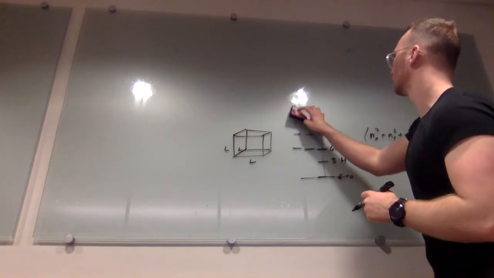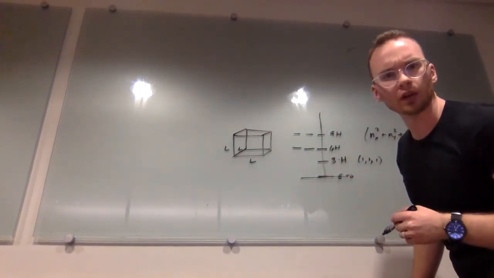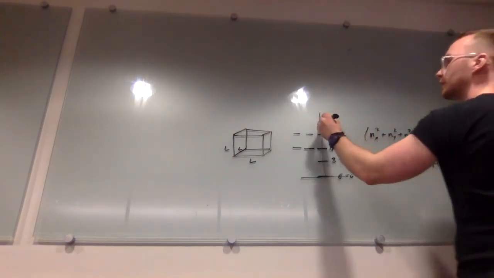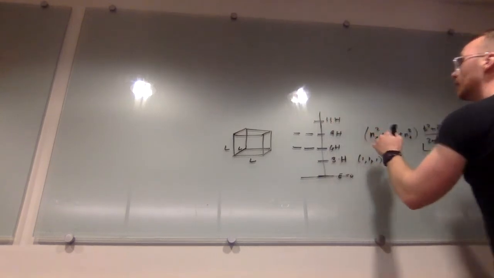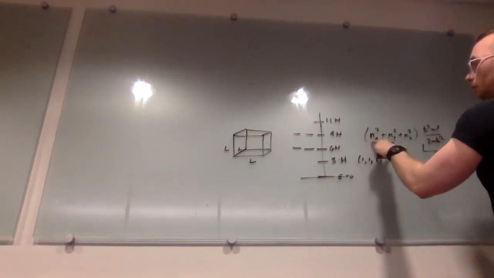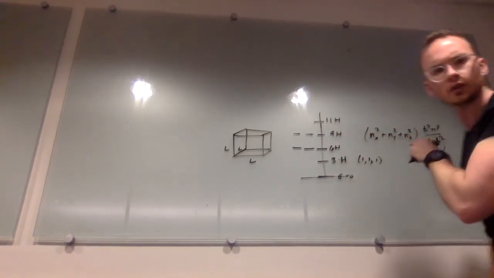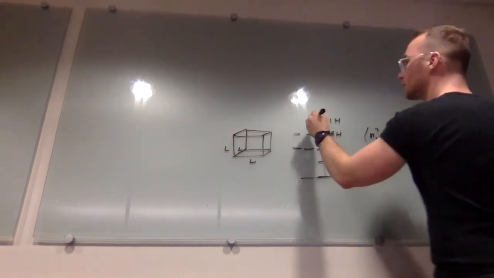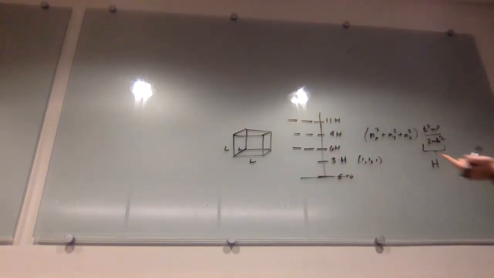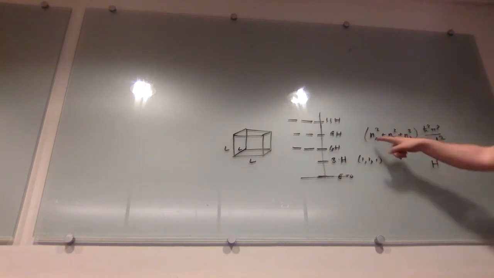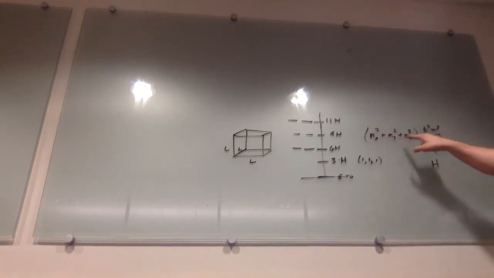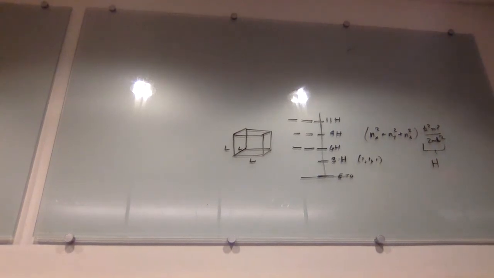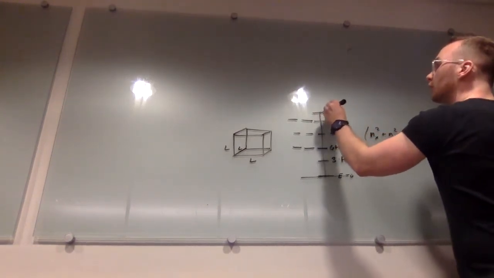The next one you get is 11. 11 is from 3, 1, 1, I guess. So 11H, which is from 3, 1, 1. But there are 3 of those because the 3 can go anywhere, right? And how do you get 11? It's just 3 squared, which is 9, plus 1 plus 1, which is 11. And then you get a 12.